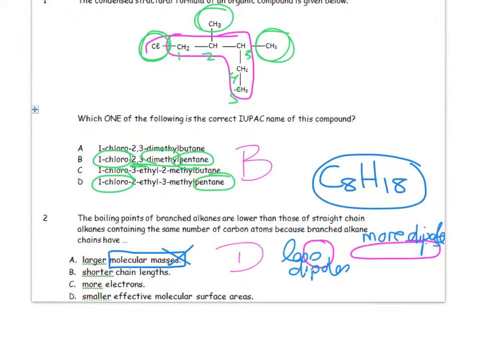Shorter chain lengths: the chain itself is shorter, yes. However, the molecule has still got the same number of carbons, so that's a bit of a question mark. Let's look at it. More electrons: they have exactly the same number of electrons because they have the same molecular mass. But a smaller effective molecular surface area, that is the reason that you have got lower boiling points.